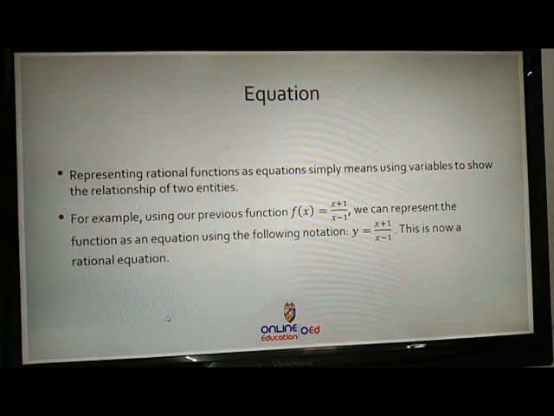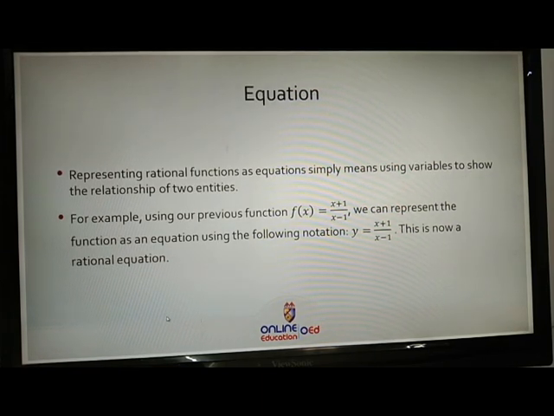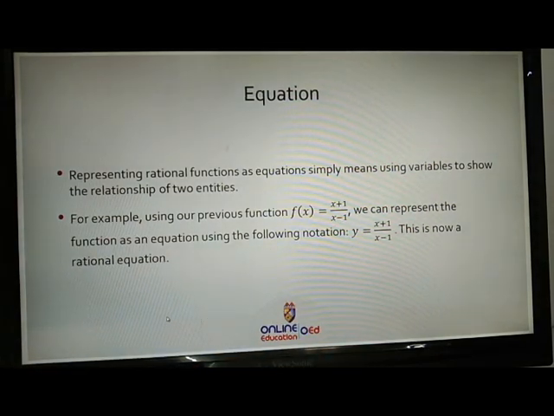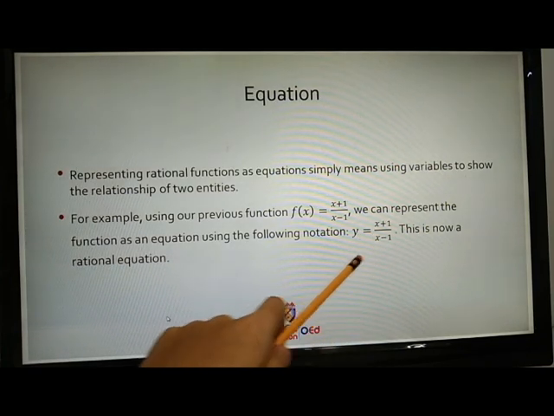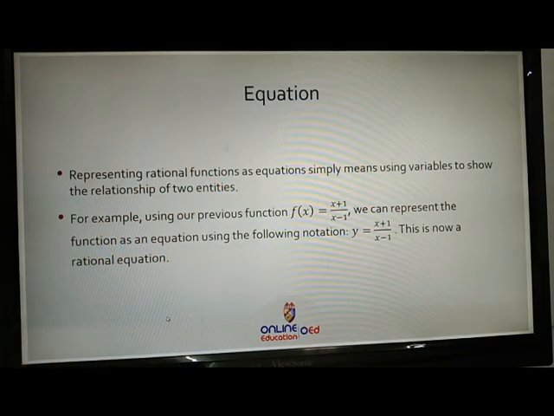So equation. Representing rational functions as equations simply means using variables to show the relationship of two entities. So for example, using our previous function, f of x is equal to x plus 1 over x minus 1, we can represent the function as an equation using the following notation. Y is equal to x plus 1 over x minus 1. So yung f of x, pinalitan lang natin ng y. So this is now the rational equation.